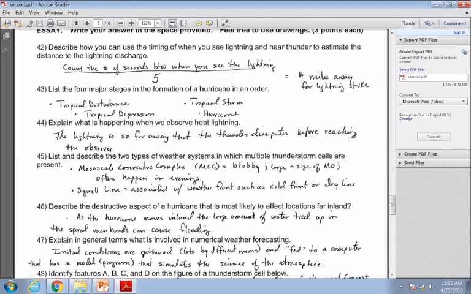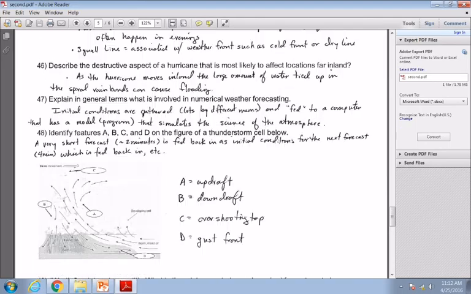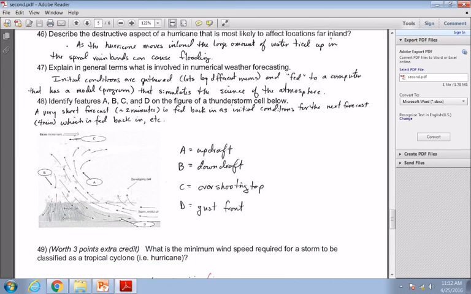And then this one, figure. Okay, so we have the updraft is A, the downdraft is B. The overshooting tops, granted it's kind of hard to see, but overshooting tops are C up here. And then this is actually gust front. This D is gust front. I can tell that because you can kind of see these lines right here. That's precipitation, and this is the wind associated with the downdraft. So that's what D is.